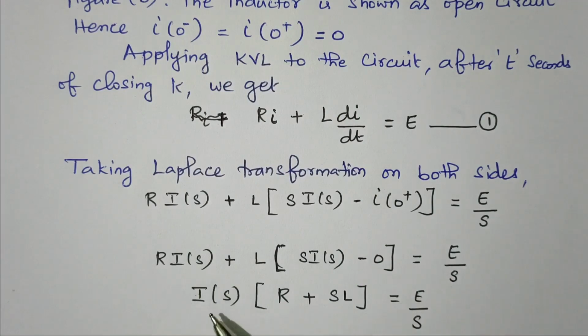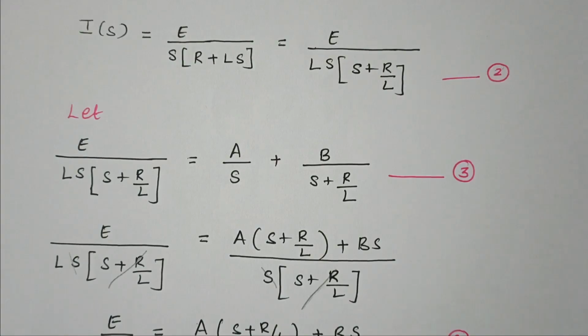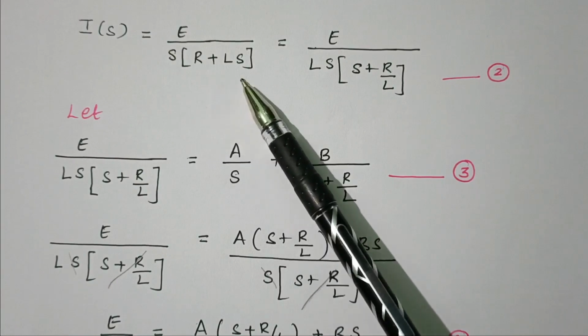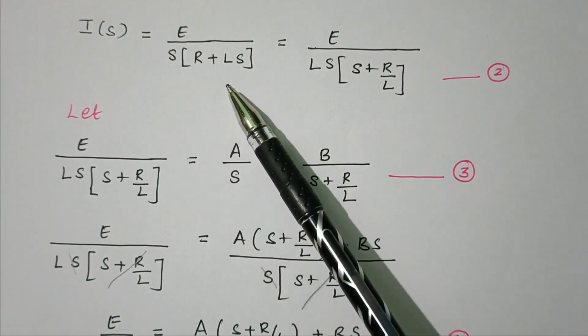Now we will take the I of s outside. So that R plus s into L is equal to E by s. I of s into R plus sL is equal to E of s. Now we can go for further simplification. So I of s is equal to E divided by s into R plus L of s. This term is brought into the denominator.